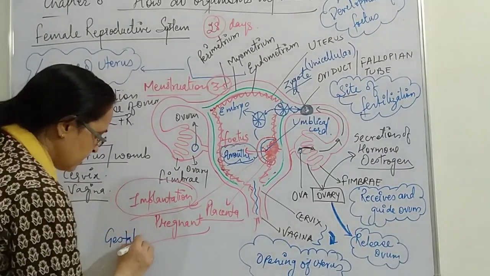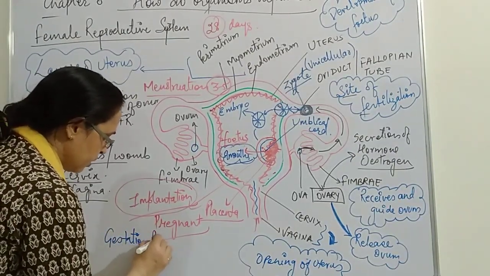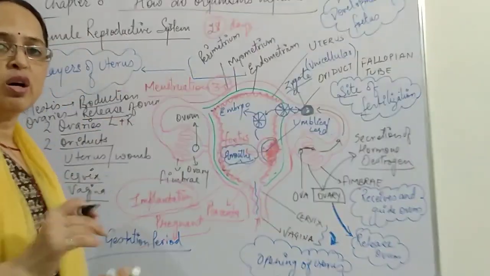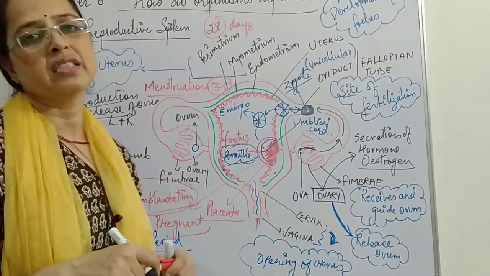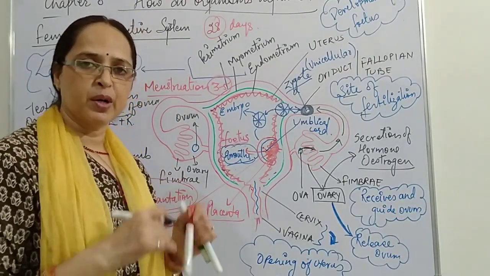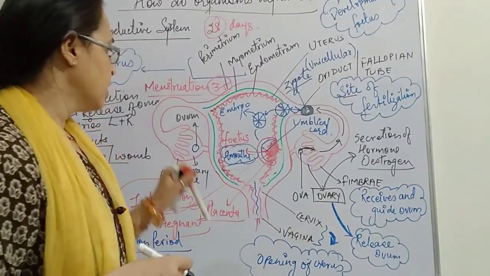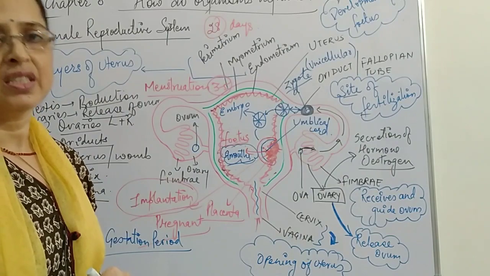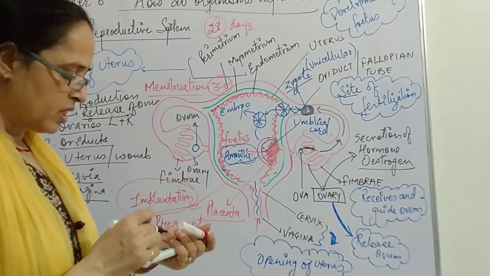This time period of 9 months is called the gestation period, during which the development of the fetus occurs inside the mother's womb, where the development of different organs and body parts occurs. So here we have completed the female reproductive system. Now once again, just have a look.